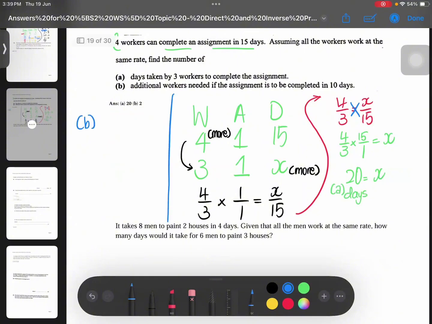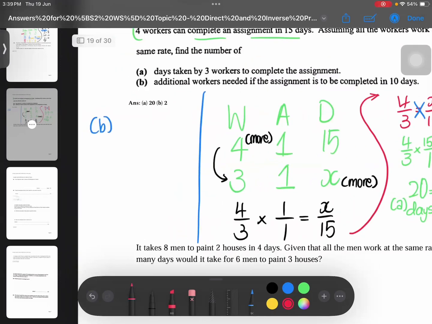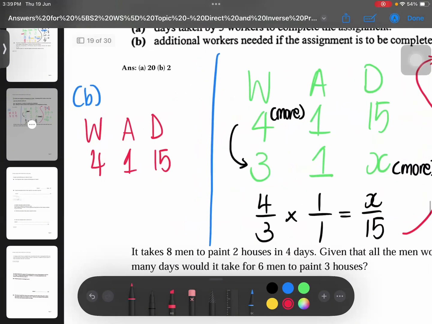Yeah? Part B says: additional workers needed if the assignment is to be completed in how many days? 10 days. So same thing, use the same one, right? W, A, and D. What happens is that 4 and 1 and 15, right? What happens in the question? The question says how many more workers you need. So X is your answer.